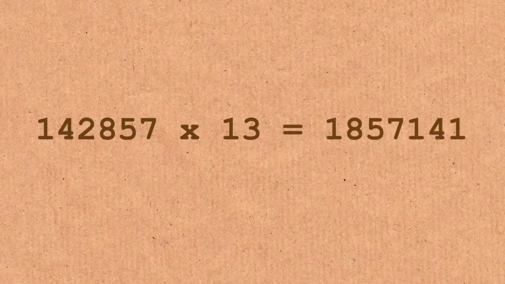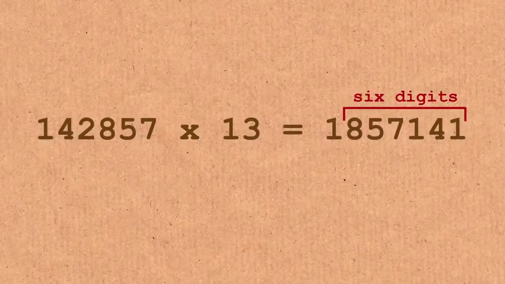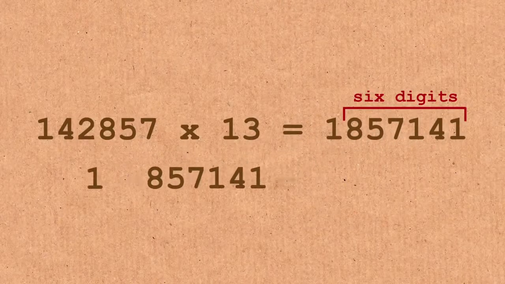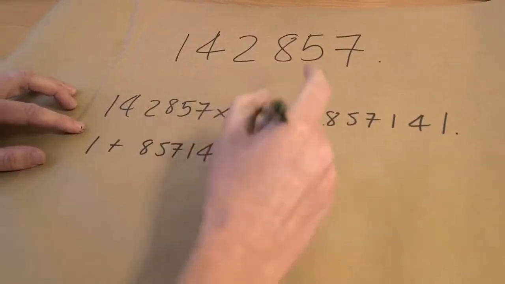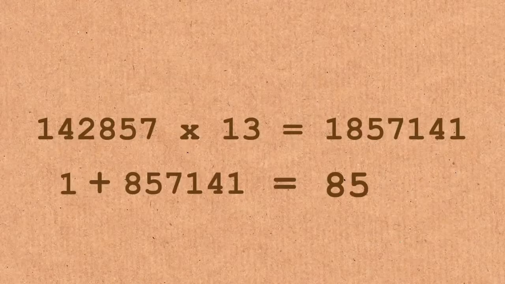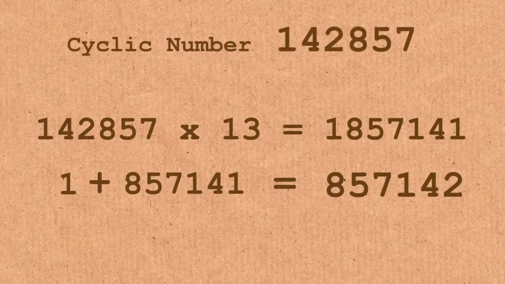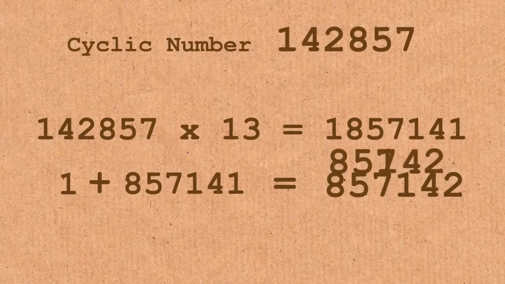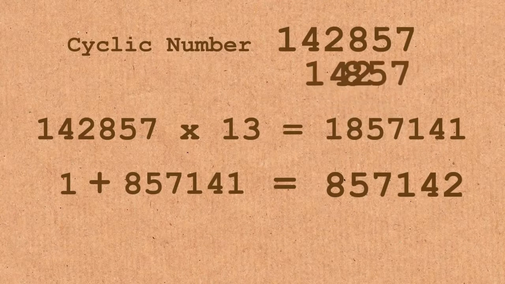Okay, I can't do that in my head. So, there are 6 numbers here, right? I'm going to take the last 6 of these and add it to the first one. That's 1 plus 8, 5, 7, 1, 4, 1. Now I can do that. That is 8, 5, 7, 1, 4, 2. Which, if you look carefully, is a permutation of this guy: 1, 4, 2, 8, 5, 7.